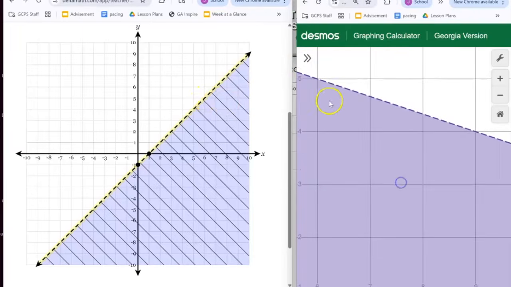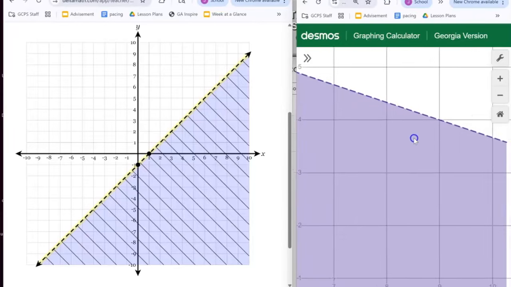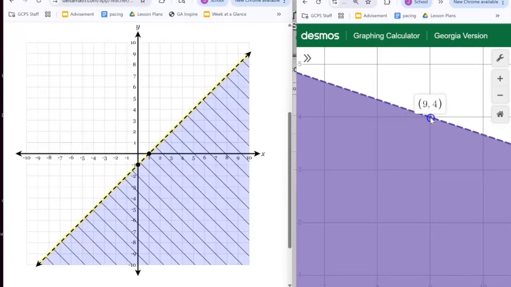So I'm going to keep moving. Is this a corner? No, it's not. Is this a corner? No, it's not. Is this a corner? Yes, it is. So I'm going to come right there. And again, that's 9, 4. So I'm going to go 9, 1, 2, 3, 4. That's a corner. All right, obviously, if I keep going this way, I'm going to be off the graph.